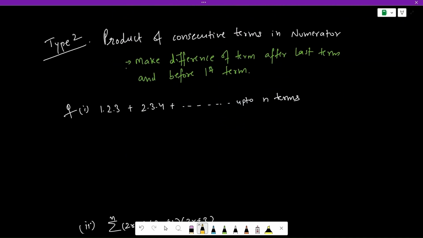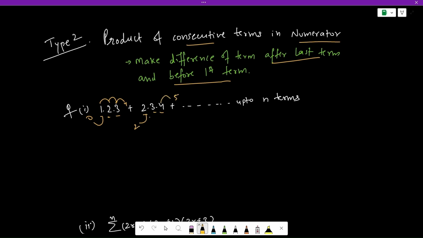Now let's see type 2. Type 2 says that we will have a product of consecutive terms in the numerator, and to solve them the method is to make the difference of the term after the last term and the term before the first term. So let's see it with an example. Here we have 1 into 2 into 3 plus 2 into 3 into 4 and so on up to n terms. Now what will be the next term after this? In this series it will be 4, and what will be the previous term? It will be 0. Now here also it will be 5 and here it is 2.